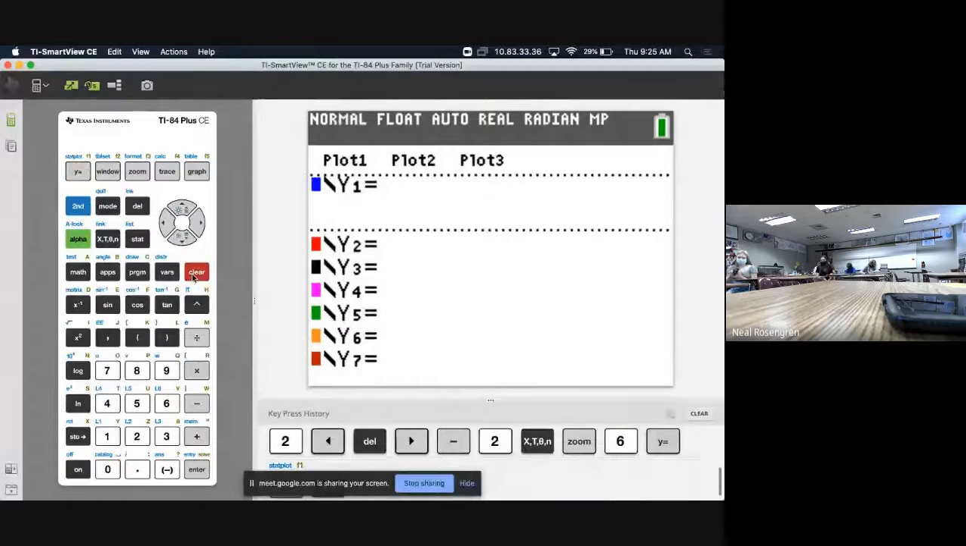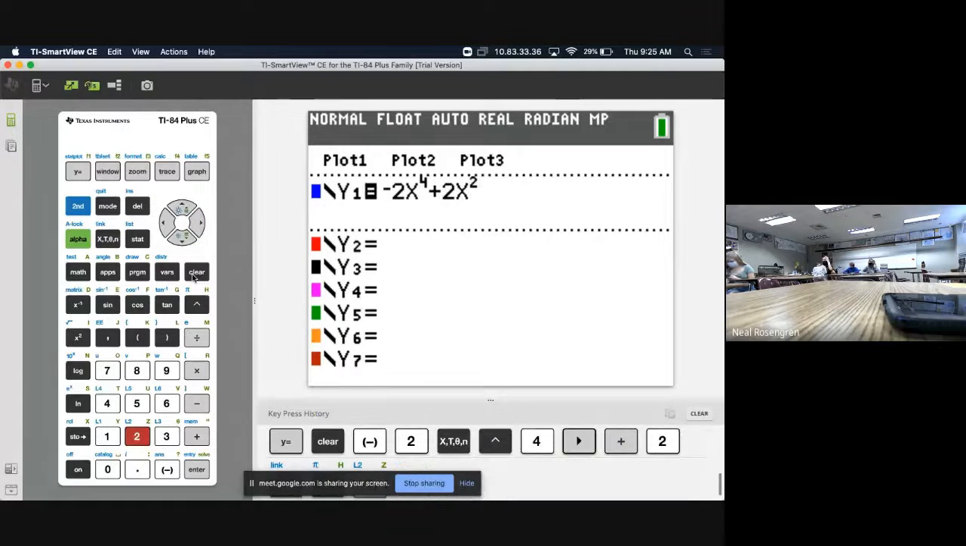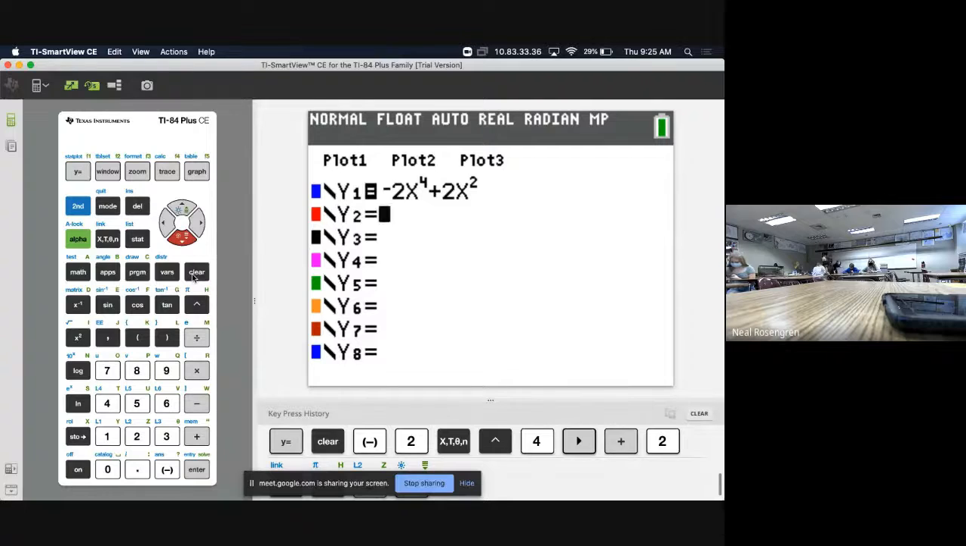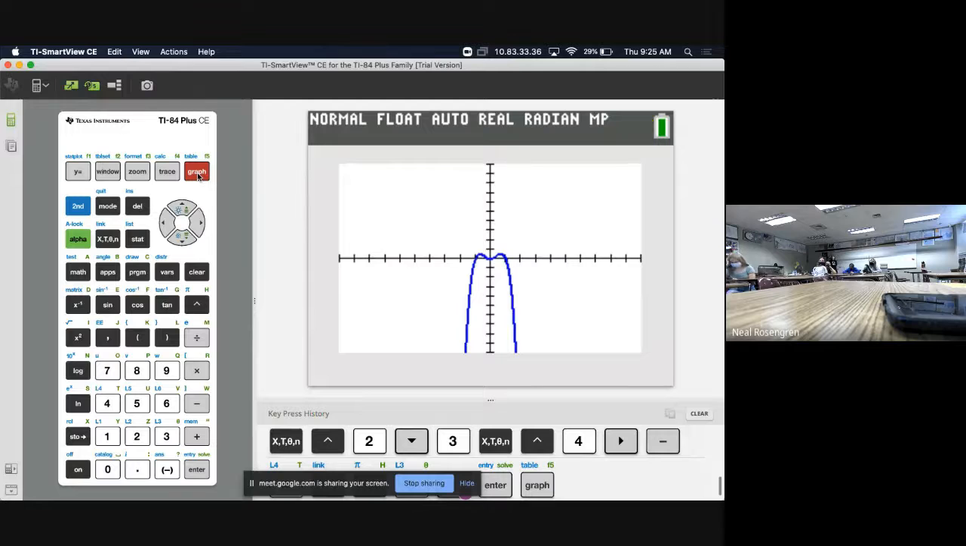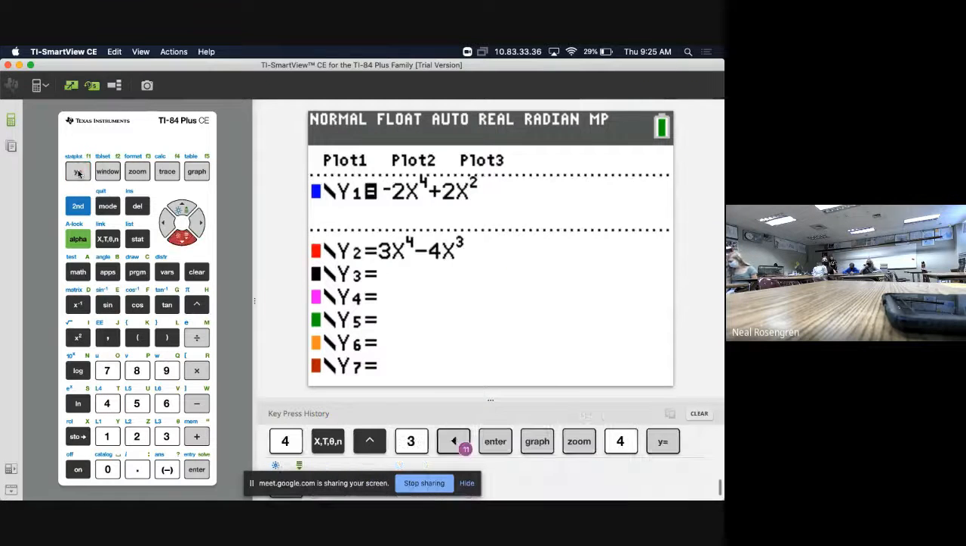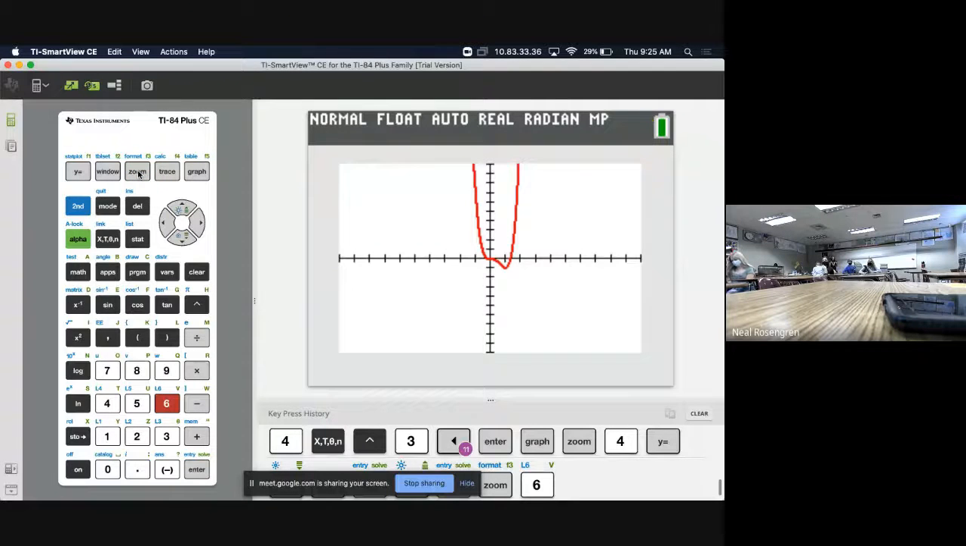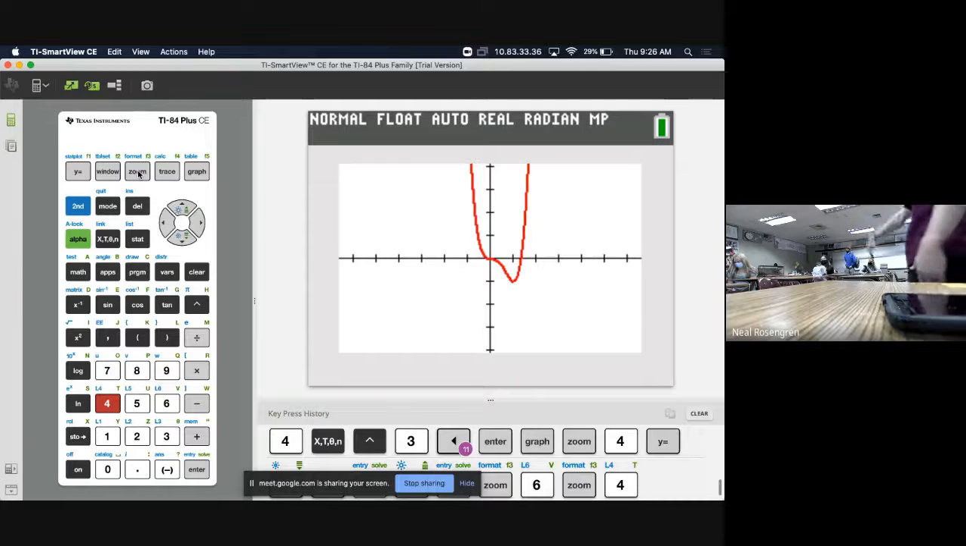So first, the last one before that, -2x to the 4th plus 2x squared, and 3x to the 4th minus 4x to the 3rd. Let's turn this one off for a quick second. Right? We had to take that turn. Let me get in a little closer. I'll zoom decimal, right? That multiplicity right at 0. And then we'll turn this one on. We'll turn this one off. Let's get a little closer. You see that action at that x cubed.